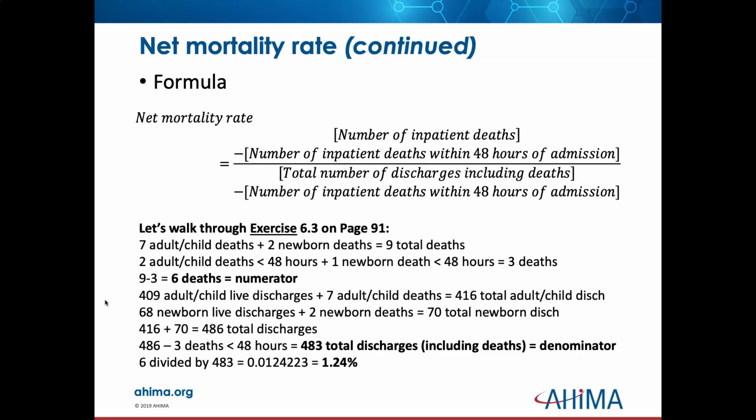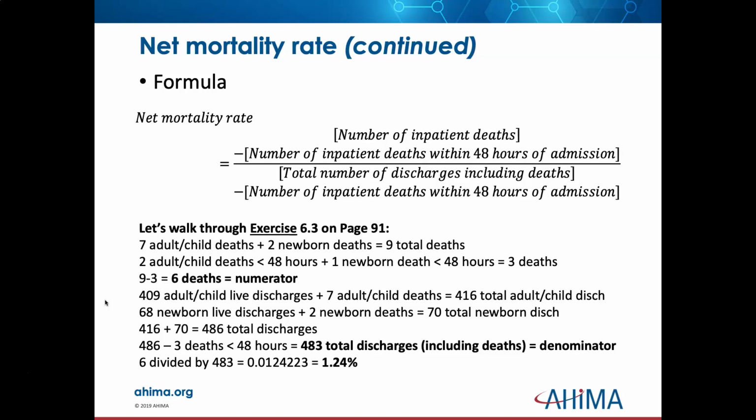It gives us the data on deaths. It says in the table there are total adult and children live discharges 409. Total adult and children deaths, there are 2 that are less than 48 hours and 5 that are 48 hours or greater. There were 68 total newborn live discharges, and in terms of total newborn deaths, there was 1 less than 48 hours and 1 48 hours or greater.